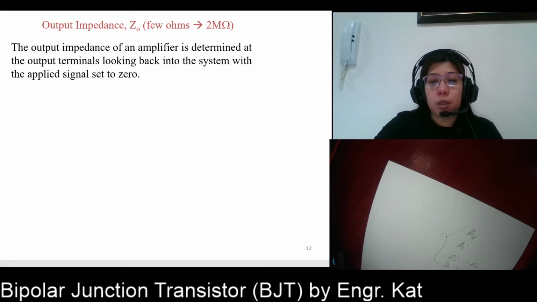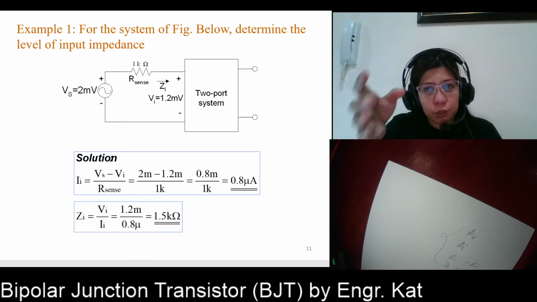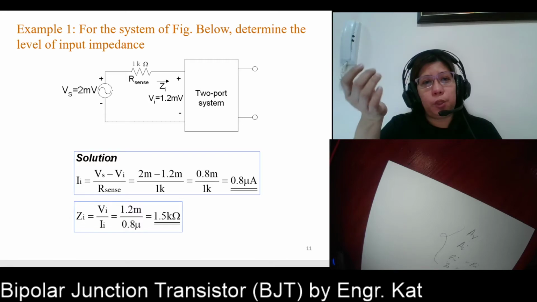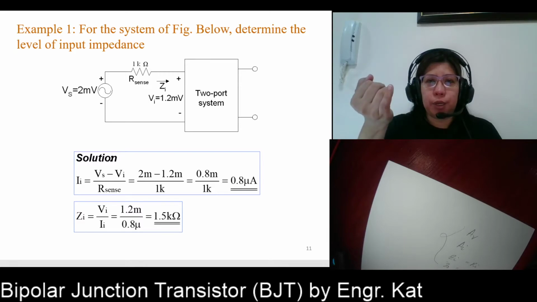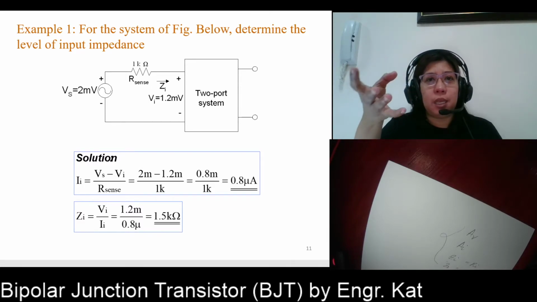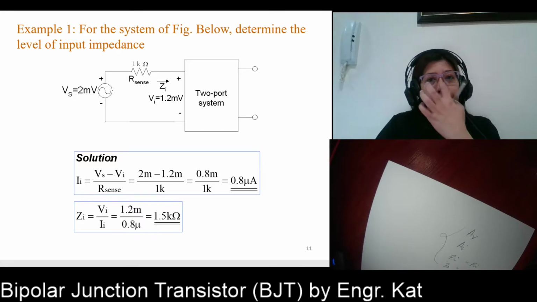Take note, class, that Zi is not measured using your normal ohmmeter, because Zi is an AC parameter. Usually your ohmmeter is used to measure DC resistance only. So that is the first parameter.